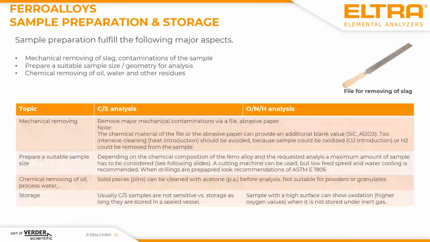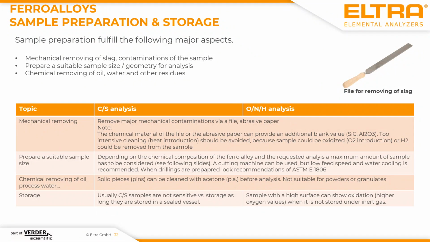Let's have a look at the sample preparation step. This could also mean that you have to consider a lot of details to make sure that you prepared your sample correctly. First step usually is that you mechanically remove contaminations on the surface. The second step could be that you prepare a suitable sample size. And the last step, direct before analysis, could mean that you use your prepared sample and clean it additionally with acetone.